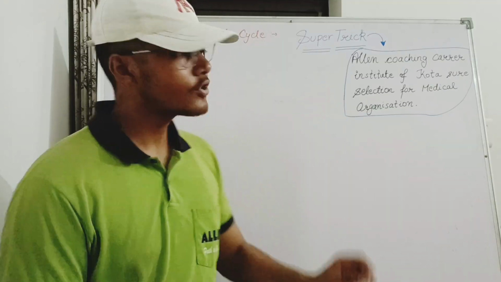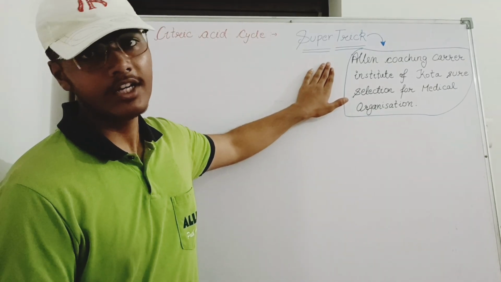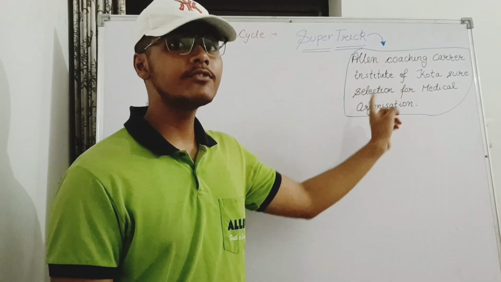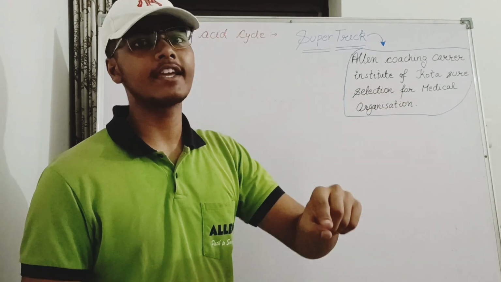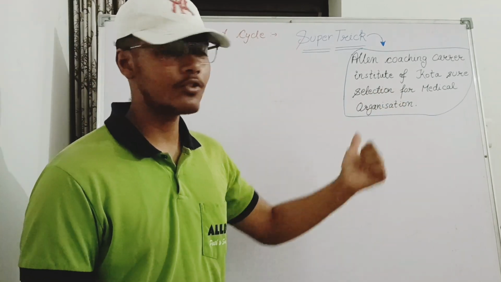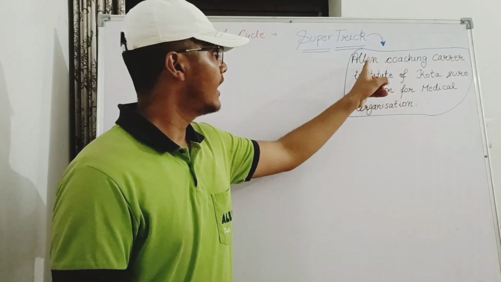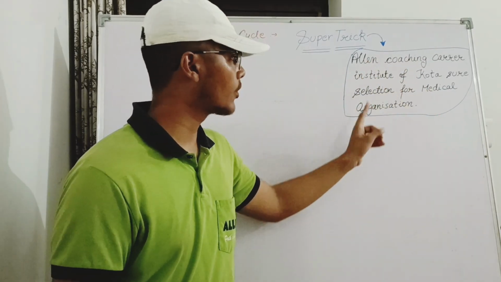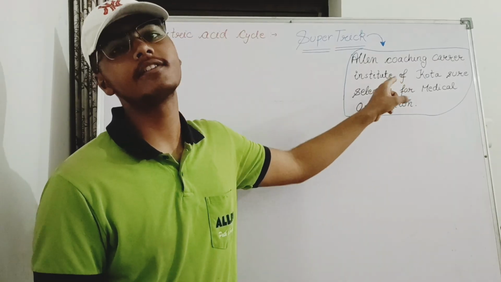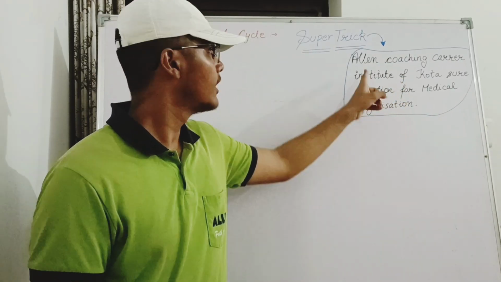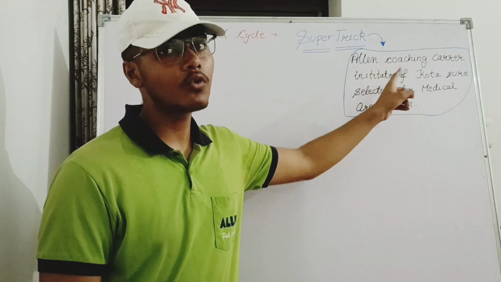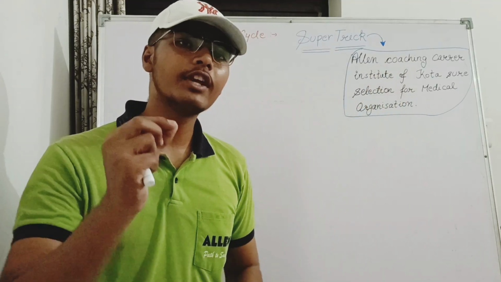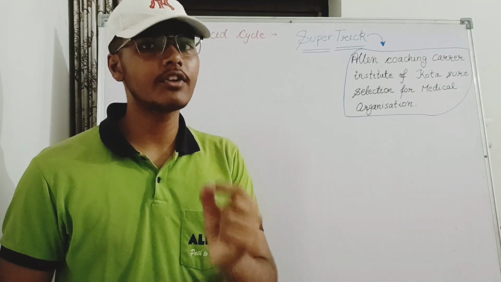So let's start. First of all, as we are talking about the super trick, the main thing is this line. This line will help you to make your own citric acid cycle. So first of all, let's learn this. Allen Coaching Career Institute of Kota, sure selection for medical organization. Each and every word of this line is important. Allen Coaching Career Institute of Kota shows selection for medical organization. Now you will be able to make your own citric acid cycle.